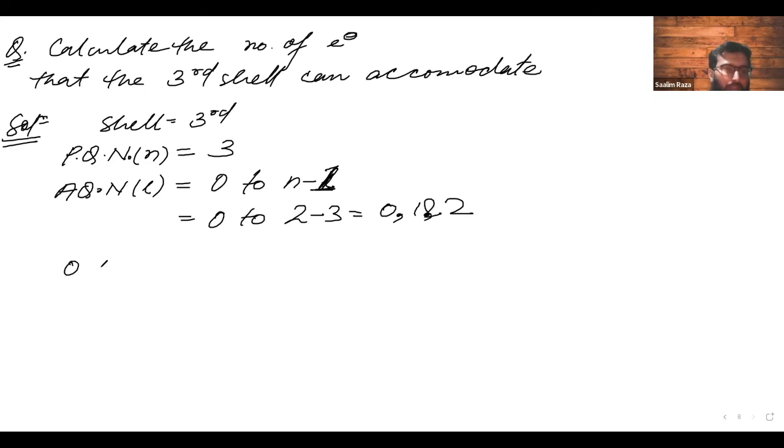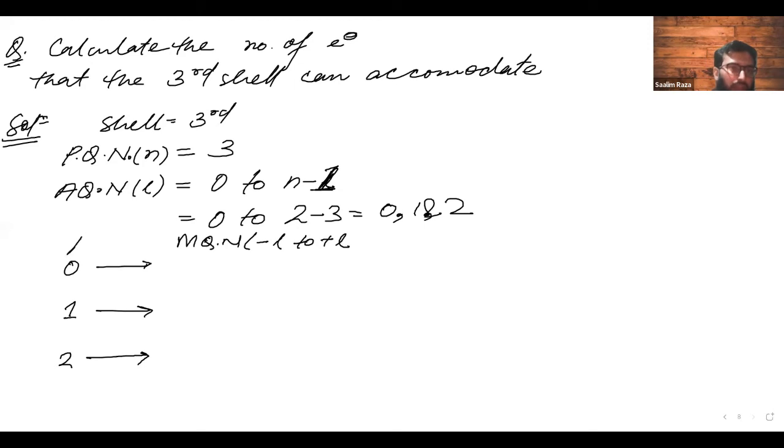So 0 will have its own MQN, 1 will have its own MQN, and 2 will have its own MQN. What will be the MQN for 0? It will be 0. Right. Let me just write this first. It is MQN. It is minus l to plus l. What do we have here? We have l.